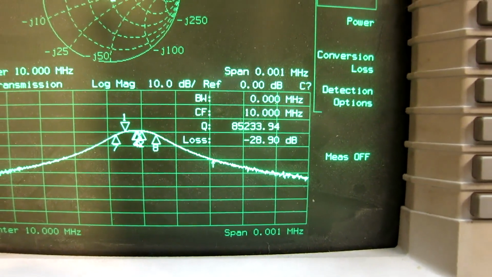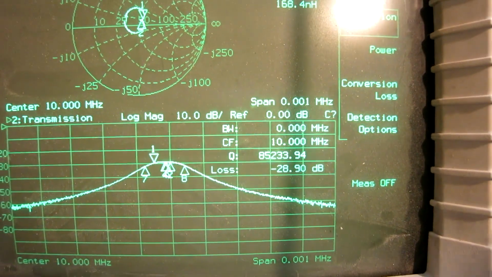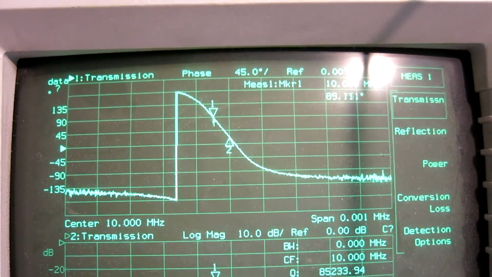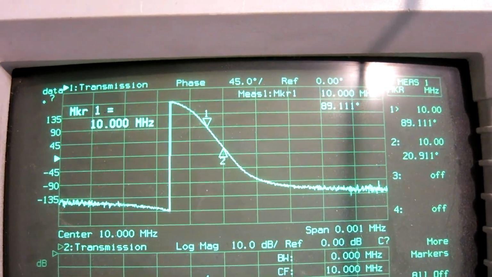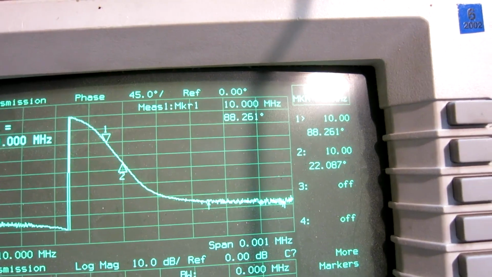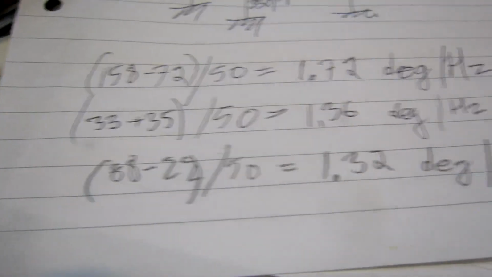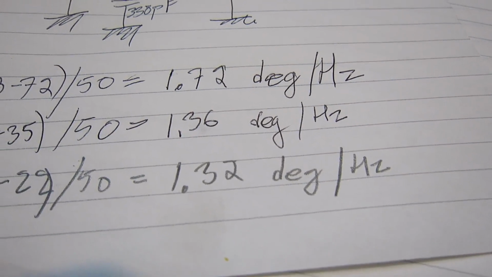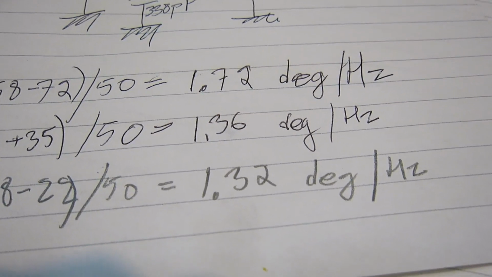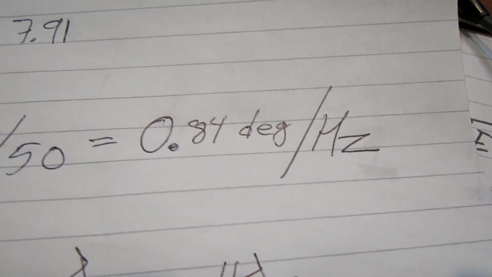The Q is 85,000 as computed here, but more important is transmission here. On 50 kilohertz, the phase shift is 88 minus 22 degrees. This gives me 1.32 degrees per hertz. So it's a little bit better than having just a single resonator that gave me here 0.84.